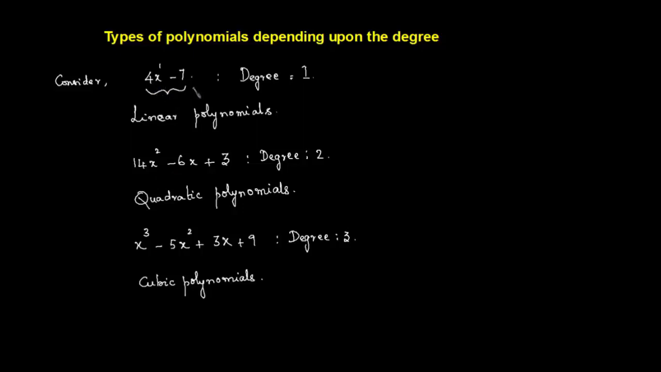So this polynomial 4x minus 7 whose degree is 1 is called a linear polynomial. This polynomial whose degree is 2 is called a quadratic polynomial. This polynomial whose degree is 3 is called a cubic polynomial. Therefore, a polynomial can be divided into 3 types depending upon its degree. One is linear polynomial, the second is quadratic polynomial whose degree is 2, and the third is cubic polynomial.